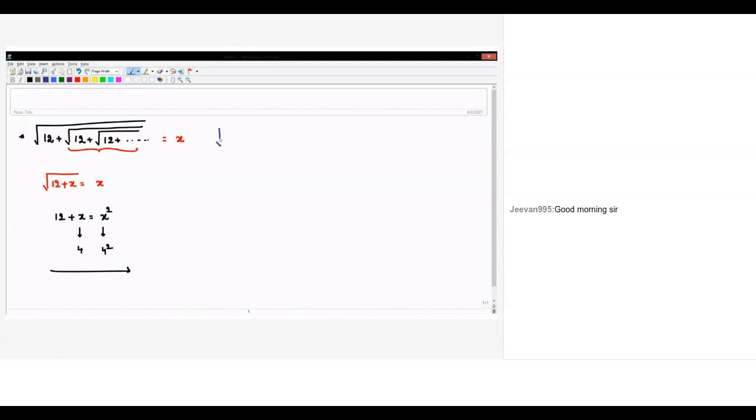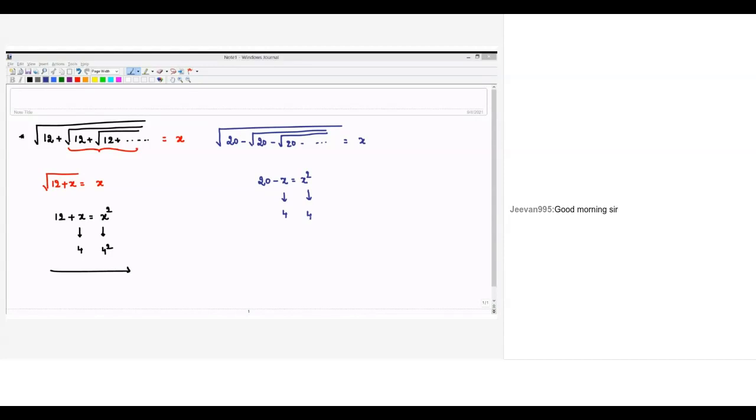If I give you under root of 20 minus root of 20 minus, and so on, if I take it as x, we are going to get 20 minus x is equal to x square. Substitute 4, you'll be getting 4 square.